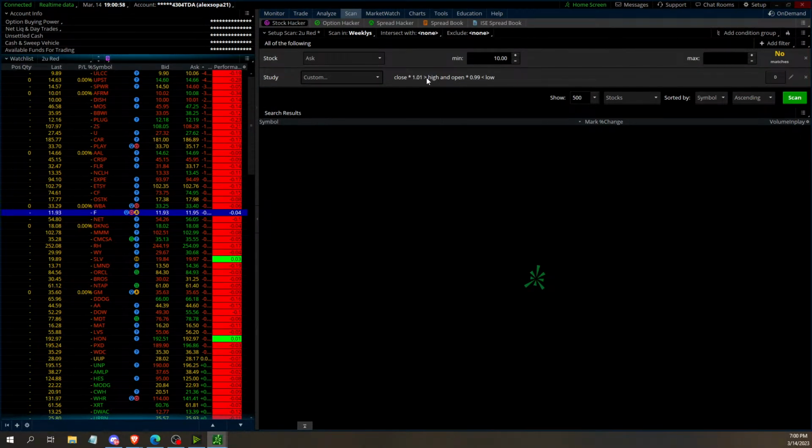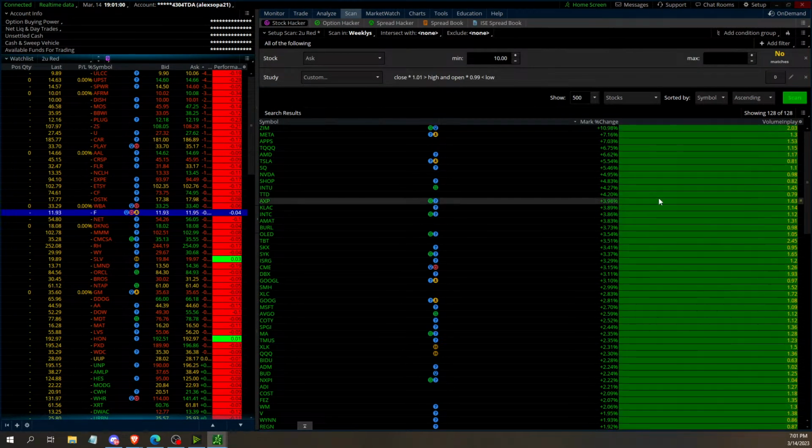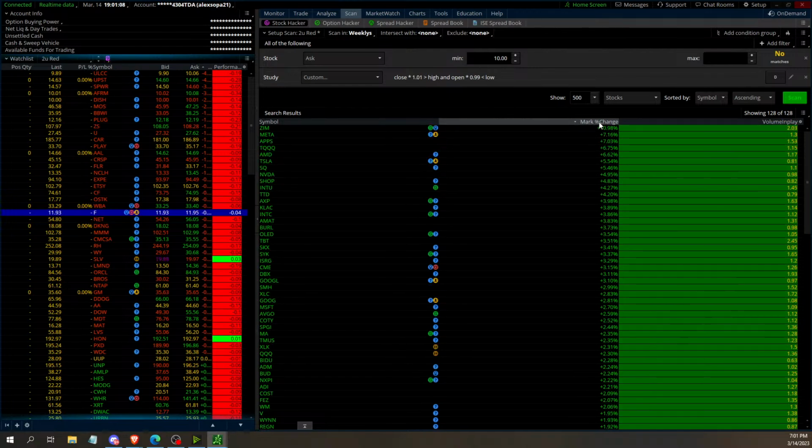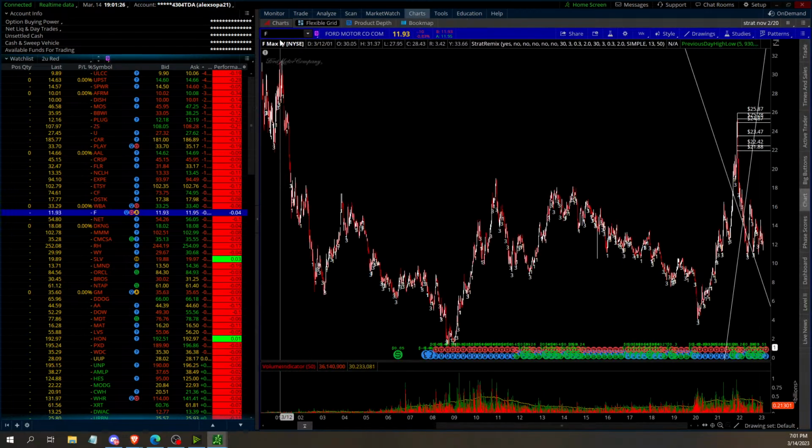Given that, you just scan like this, and then you have mark percent change. In the morning, this mark percent change will show you the overnight change. Since this is scanning for bullish candles that open near the lows and close near the highs, in the morning here's your list, and you can sort them by whatever you want, but you just sort them by mark percent change. This is scanning for big bullish candles, so let me pull up ZIM to show you.